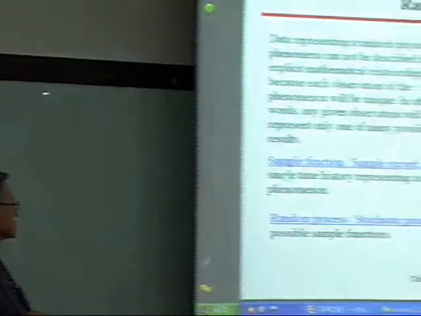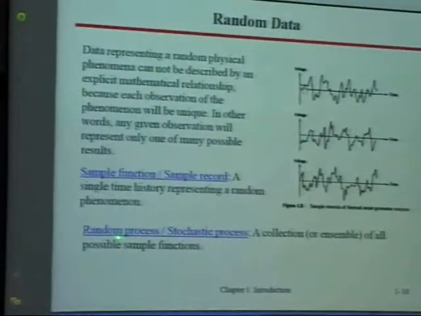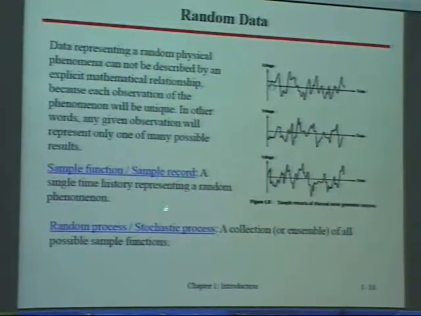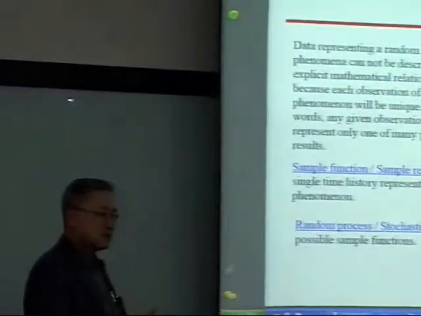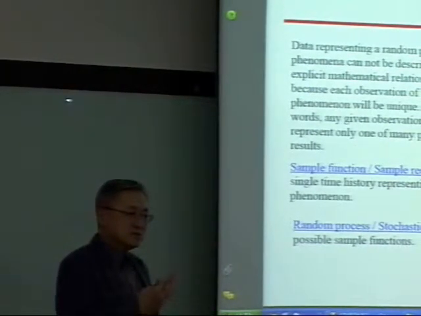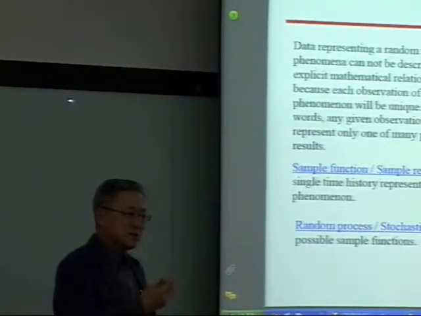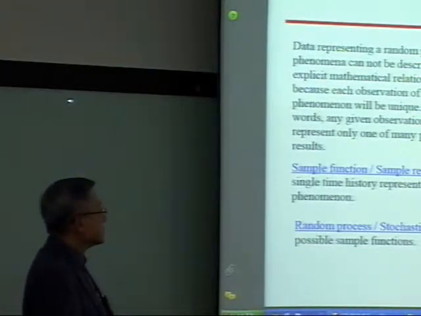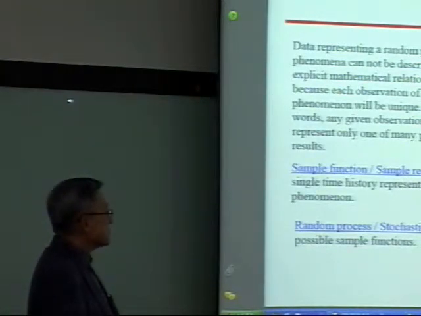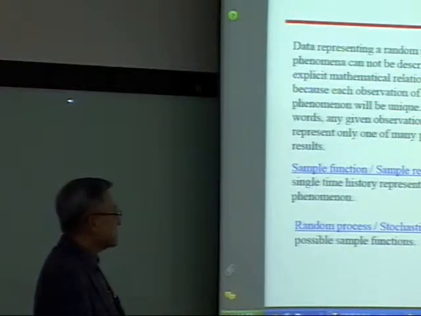And sample function, random process, sample record, stochastic process, random process. This is different. Sample function, what does it mean? Sample function is one record, right? One record is a sample. An individual record is a sample function.